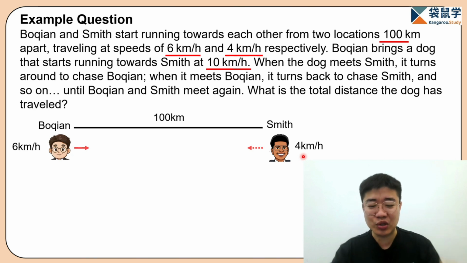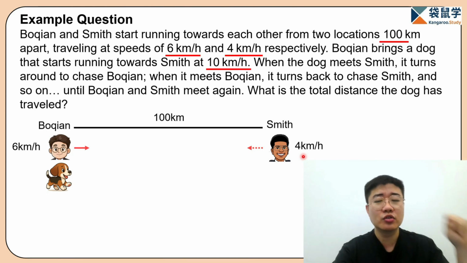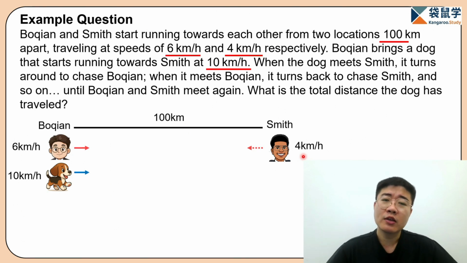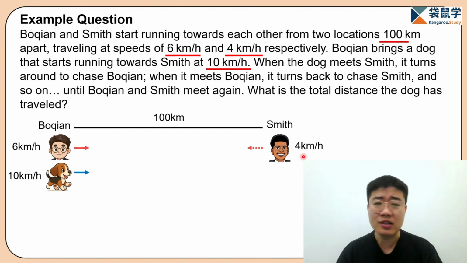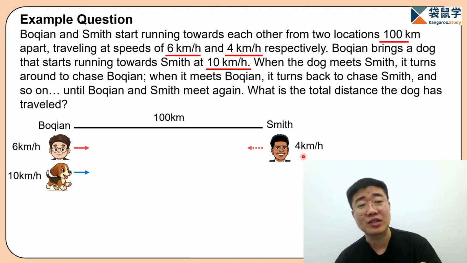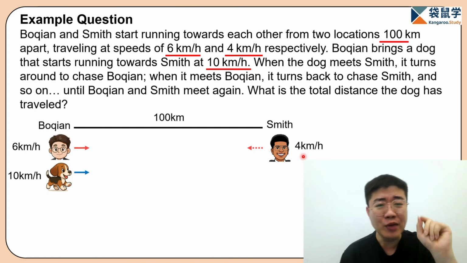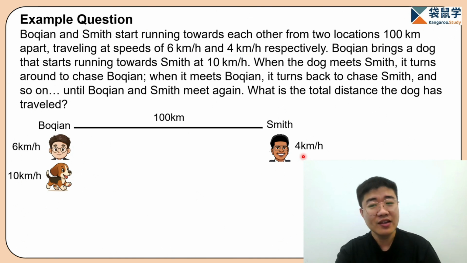We also have this cute little dog, which is traveling at a speed of 10. Since at first it's also traveling towards Teacher Smith, it must also be traveling to the right. So this is at a speed of 10 km per hour. Now we have gathered all the important information. The next question for us is, how do we find the total distance the dog has traveled? So let's think about this. We have to know what the paths traveled by the dog are throughout this journey here. So let's check.